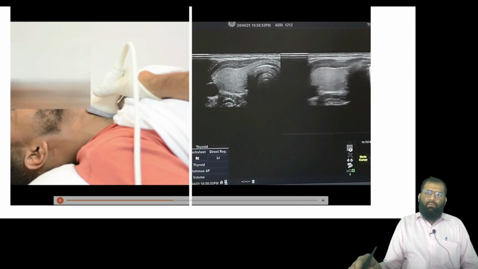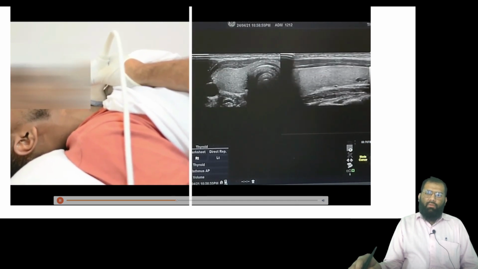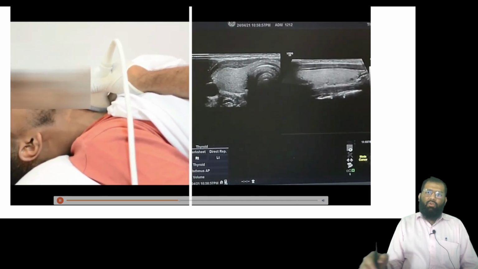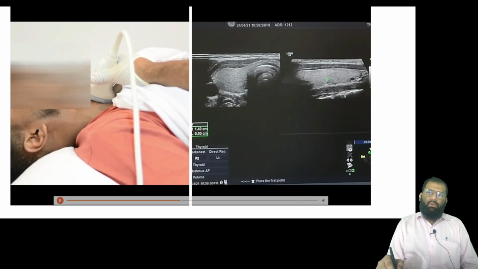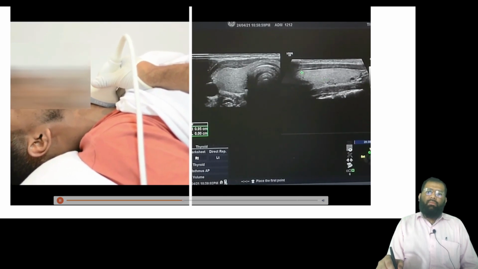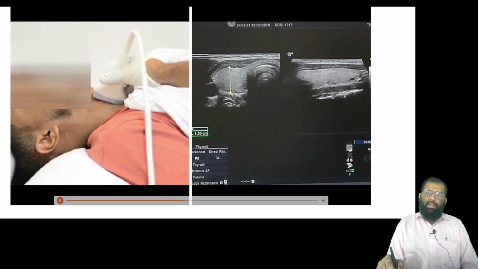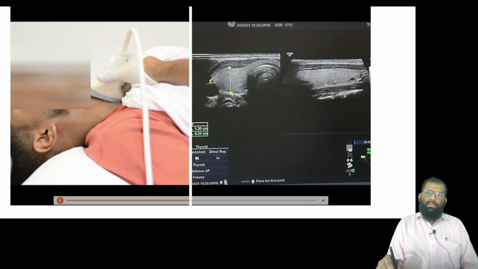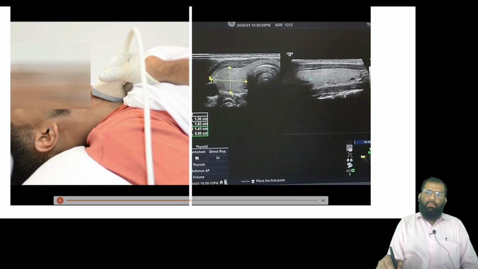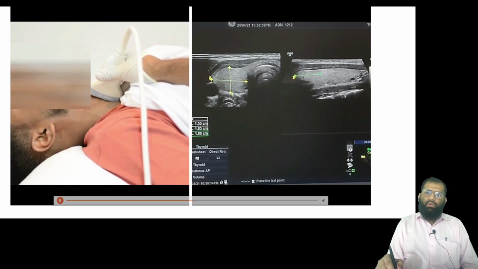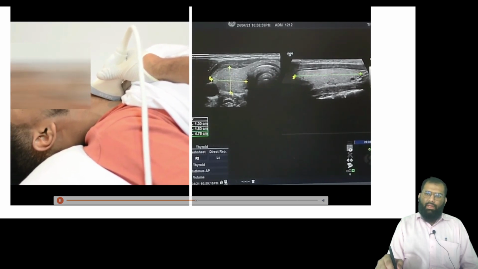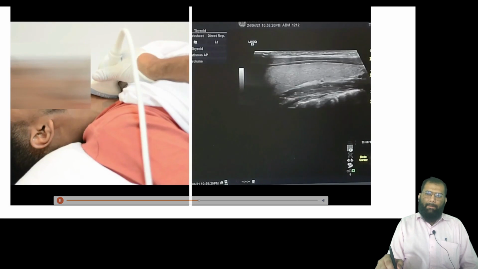Now again, we have taken a dual view, and now we are seeing the right lobe of thyroid in longitudinal section and transverse section here. So now this is the AP dimension, this is the transverse dimension, and this is the craniocaudal dimension. So we have to take all these three dimensions.